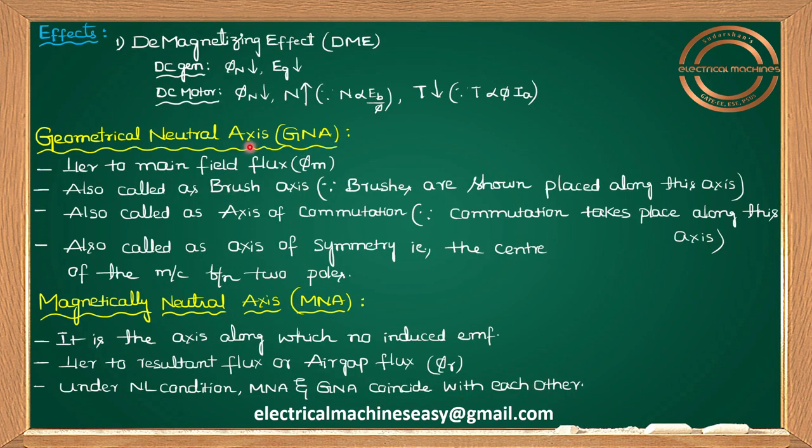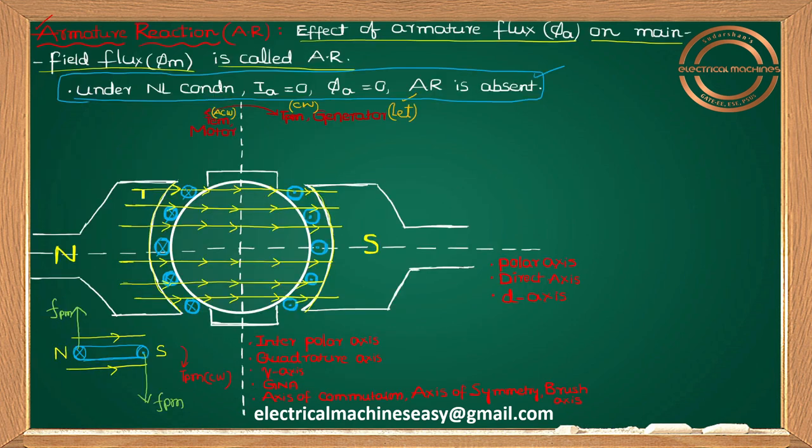Okay, so guys, GNA, what is the name for that? GNA is abbreviation, geometrical neutral axis. See, it is perpendicular to main field flux. That's very important. Please let me highlight this point. So this GNA will be perpendicular to main field flux. That means in our example, main field flux means these yellow color lines. So your Q axis or GNA will be perpendicular to main flux, means perpendicular to these yellow color lines. Is it okay for you?